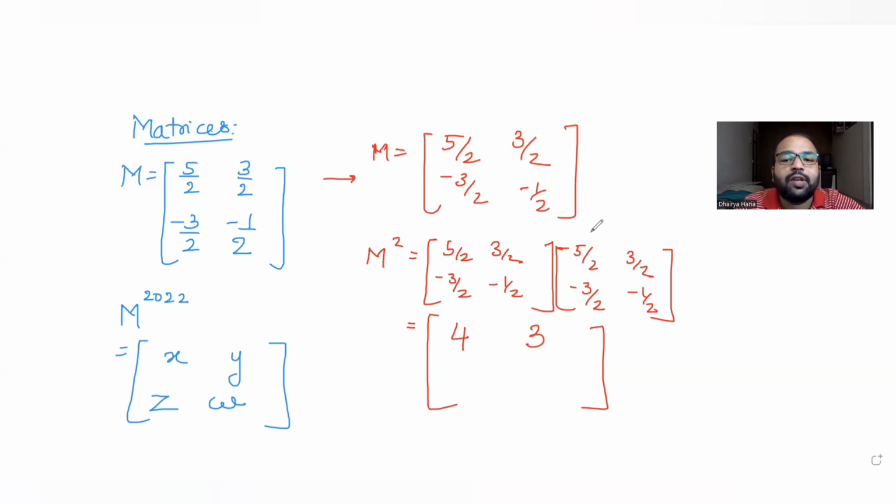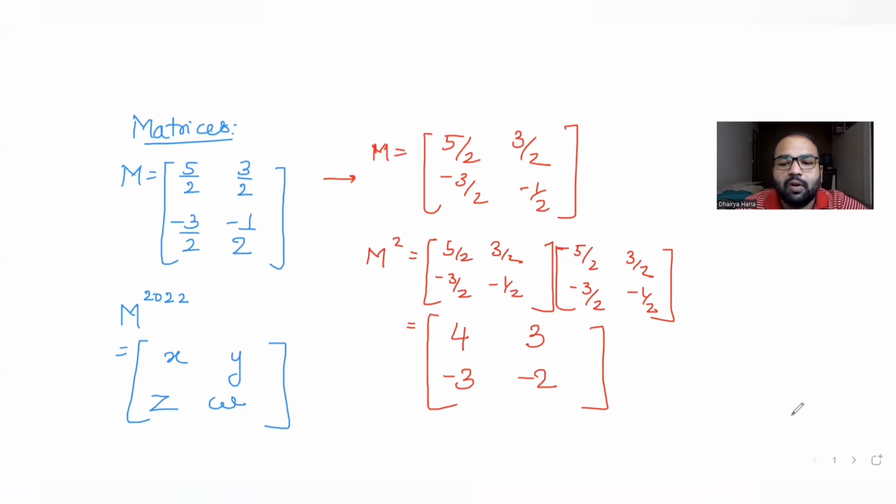Next, -3/2 into 5/2, that is -15/4. Minus 1/2 into -3/2 is plus 3/4. So -15/4 plus 3/4, that is -12/4, that is -3. And further, -3/2 into 3/2 is -9/4, and plus 1/4, so it is -8/4, that is -2. So I get the elements of the square matrix.